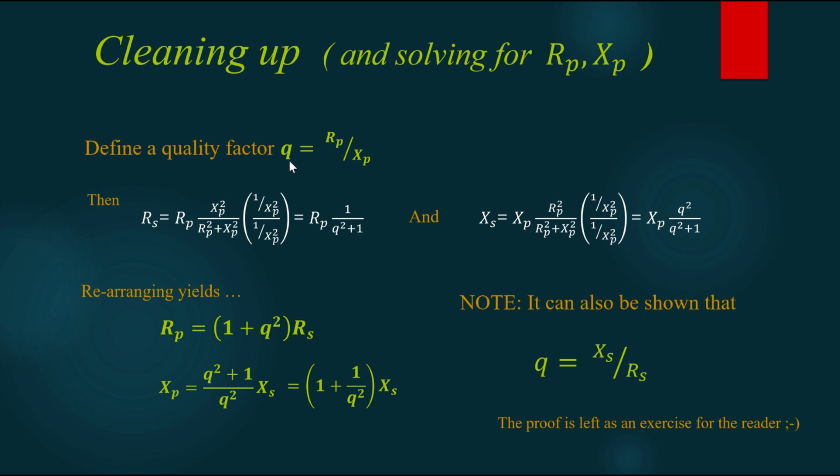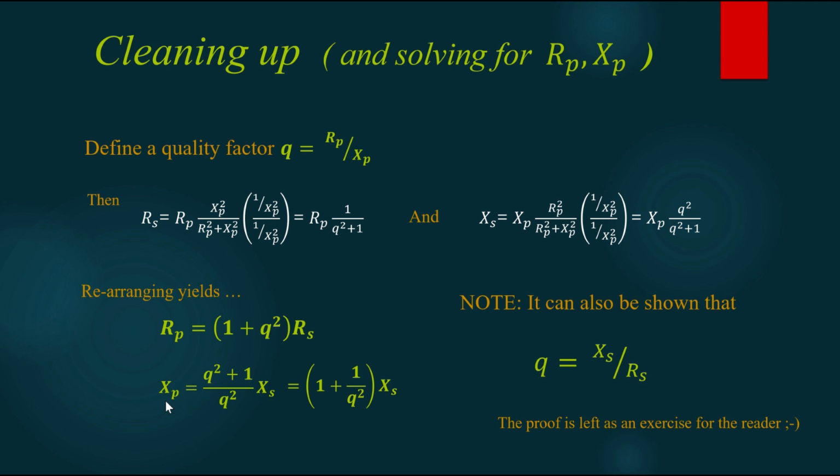Because Q in general is going to be a number like 3 or 5 or 10. And so Q squared is going to be, generally speaking, a big number. So now we can understand what's going on. If you have an RS, a series form, and you want to convert it to a parallel form, when you do, the parallel resistance is going to be much bigger than the series resistance. Almost Q squared times that.